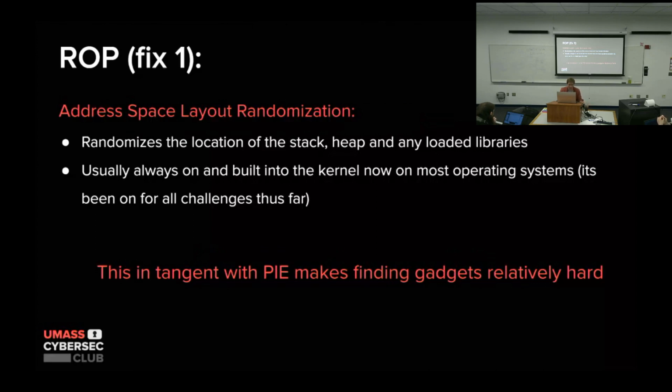The first one is ASLR, okay? Address space layout randomization. This randomizes the location of everything. So stack, heap, program code is no longer at the same 0x4000 or 40,000, right? Your program code will now get loaded randomly in memory, and libc will get loaded in random locations. ASLR is usually on by default now. I guarantee you, all of your operating systems right now are running ASLR.